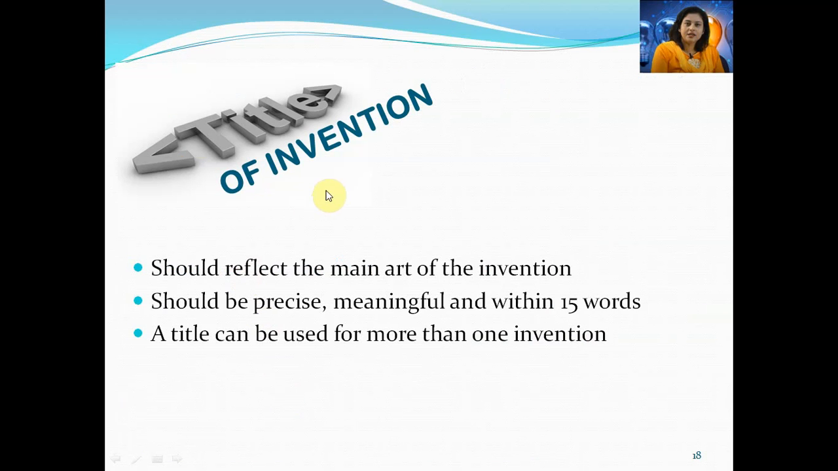Now, what is there in the title of invention? Basically, the title of invention should reflect the main art of the invention. It should be precise, meaningful, and should normally be within 15 words. A title can be used for more than one invention.